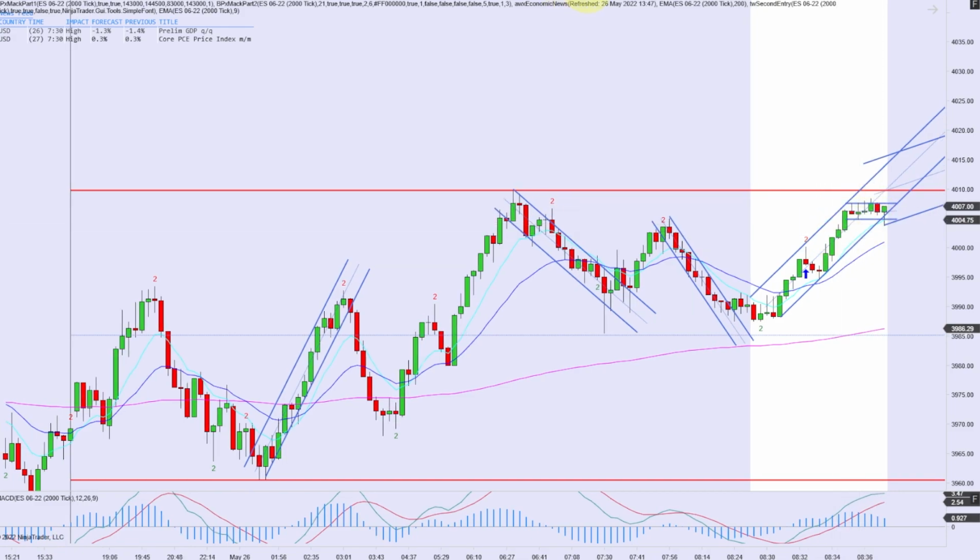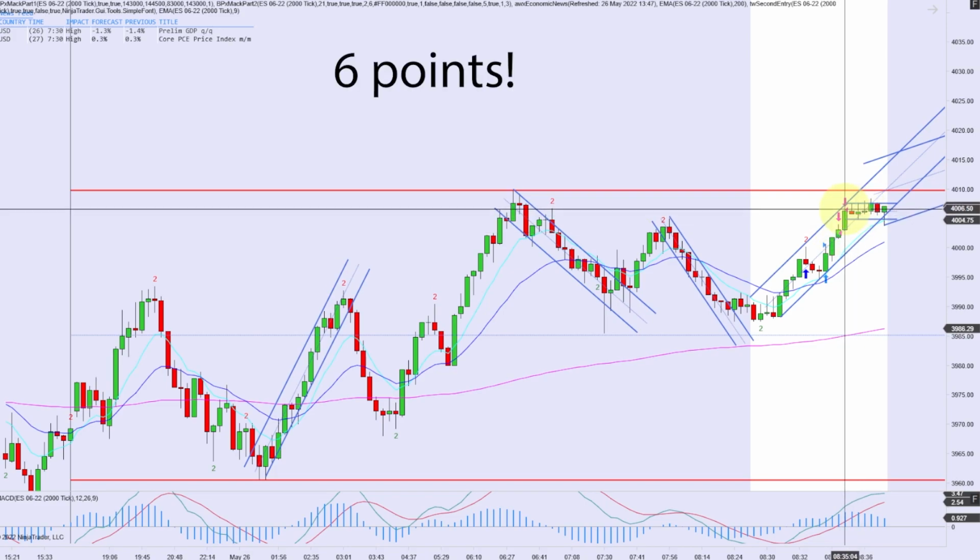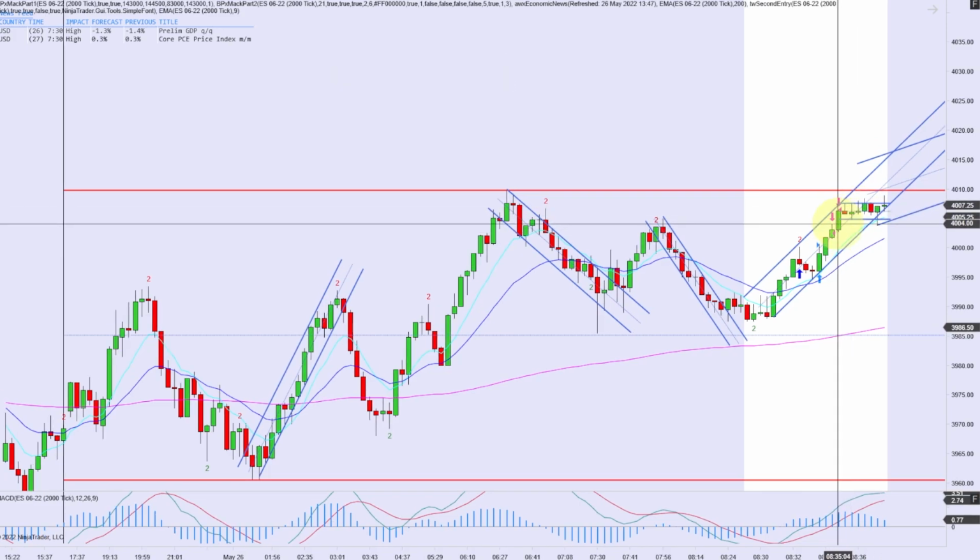If I turn on my trade markers here, you'll see exactly where I entered the trade, again, one tick above this signal bar. I was out of this trade for 2 points, and then I carried that runner for 6 points. So I think I got out at a really good time before prices started to chop around.